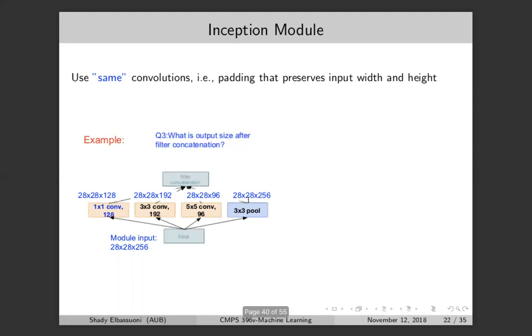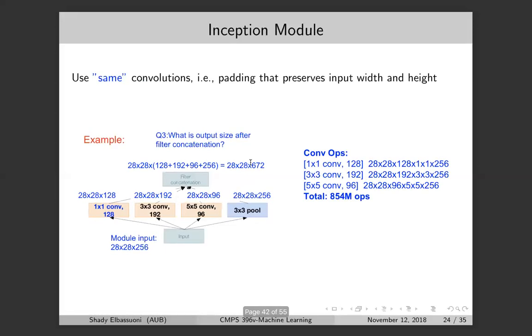What is the output size after filter concatenation? Who can tell me what the output size is if I do filter concatenation now? What does filter concatenation mean? I concatenate the outputs like this. All of these, I concatenate into one image. It's 28 by 28 by 128 plus 192 plus 96 plus 256. So 28 by 28 by 672.